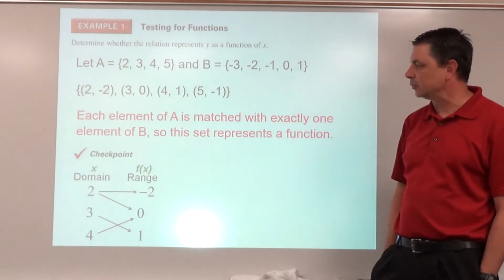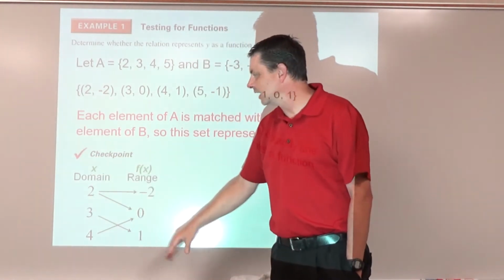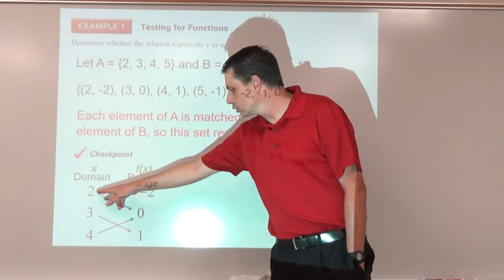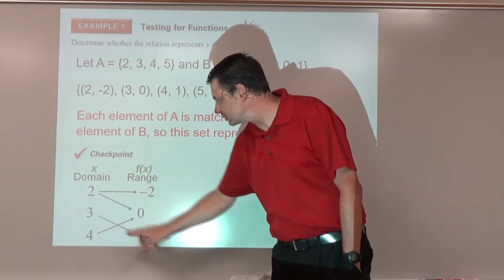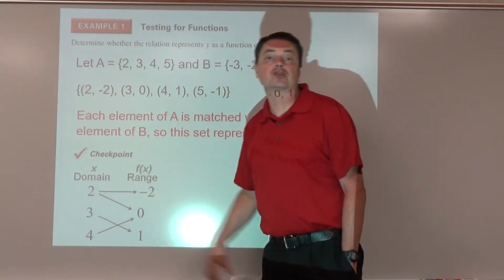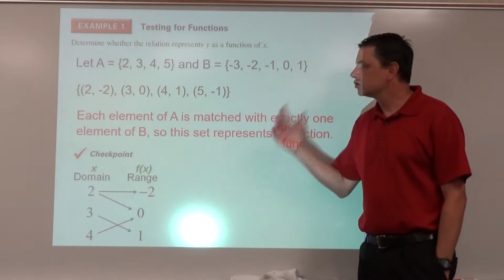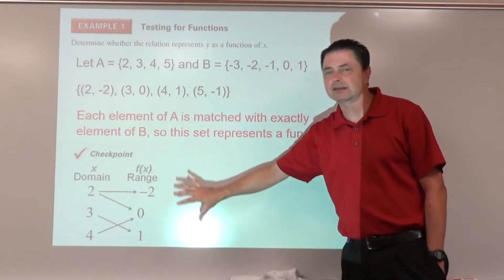Checkpoint. So this time we have what's looked at as a mapping. We've got domain, we've got range. Arrows show how it's mapped. So 2 maps to negative 2, 2 maps to 0, 3 maps to 1, 4 maps to 0. If you want to think of that and construct those as ordered pairs, you can. So pause the video here, think about it for a moment. Is this a function?